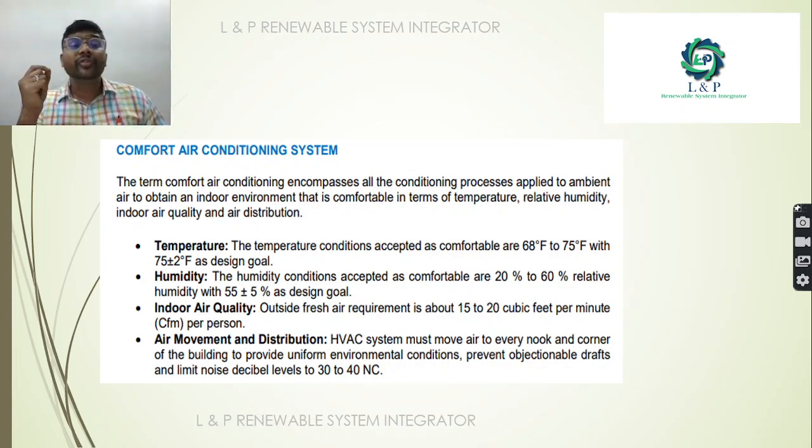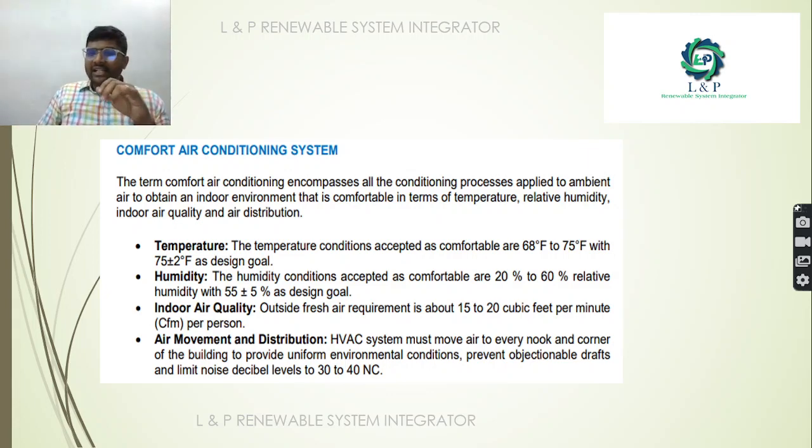Next, what is this comfort air conditioning system? In the comfort air conditioning system, we will control four important things: temperature, humidity, indoor air quality, and air movement and distribution. In each and every nook and corner, we will try to maintain all these four parameters, because if we maintain these four parameters, we can establish comfort inside a particular room.